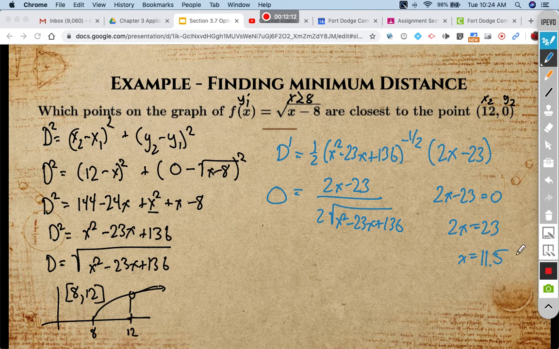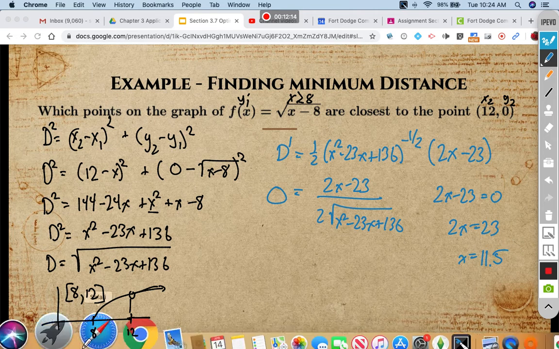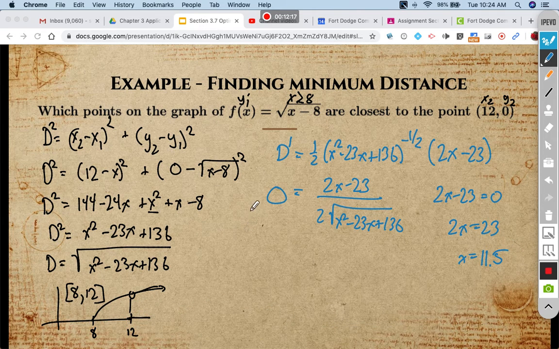X is going to be 11.5. If I plug this into my formula, my distance at the endpoints, my distance at 8, is going to just be 4. My distance at 12 is going to be 2. And my distance at 11.5 is going to be 1.936. Again, I did this by plugging into my formula right here for D.